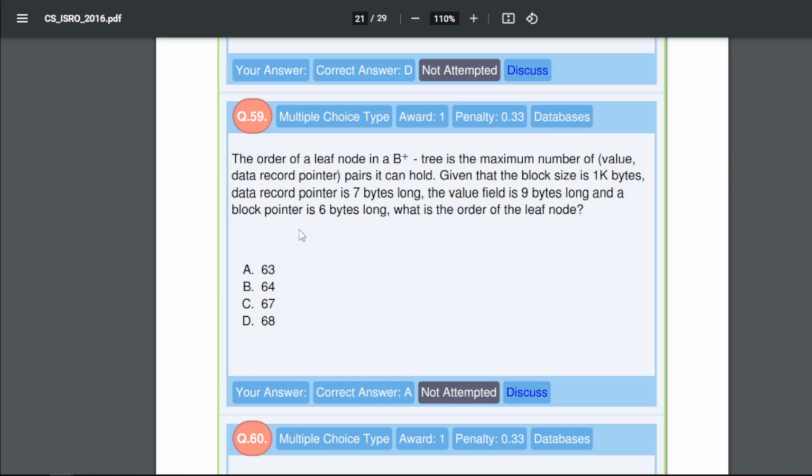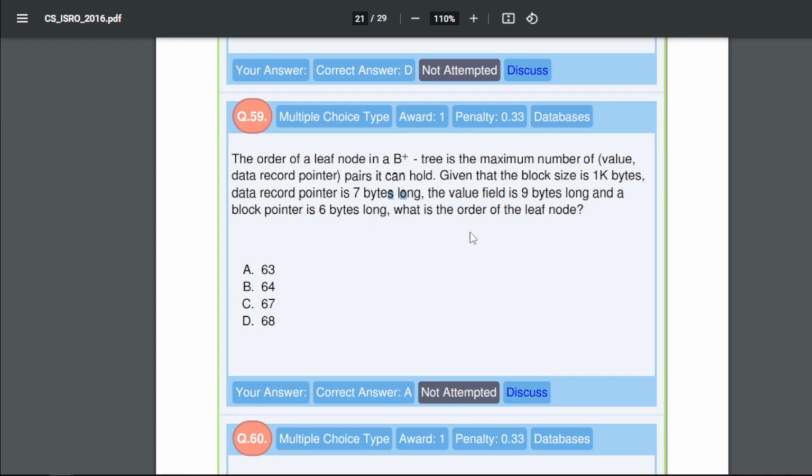If you solve this question at your end also, you will get 63, because it is asking the order of the leaf node in a B plus tree, which is the maximum number of value, data record pointer pairs it can hold. Given that the block size is 1k byte, the data record pointer is 7 bytes long, the value field is 9 bytes long, and a block pointer is 6 bytes long.